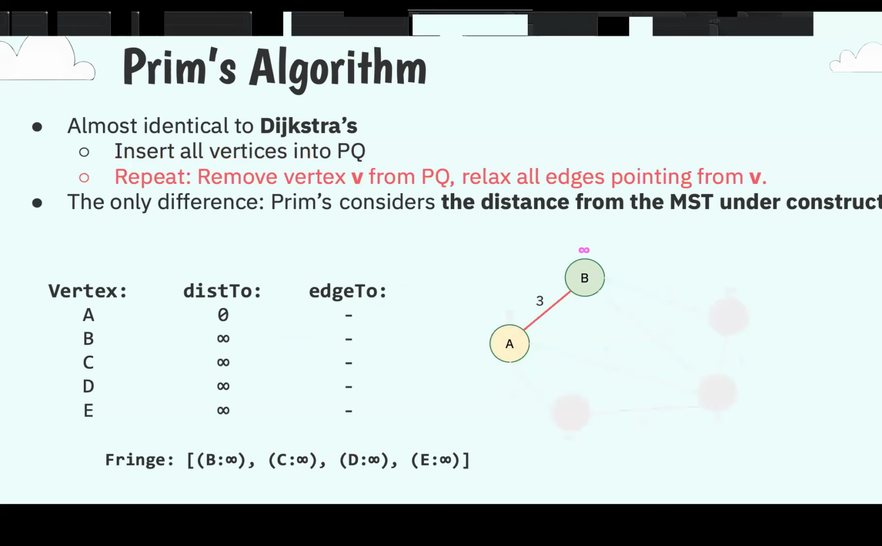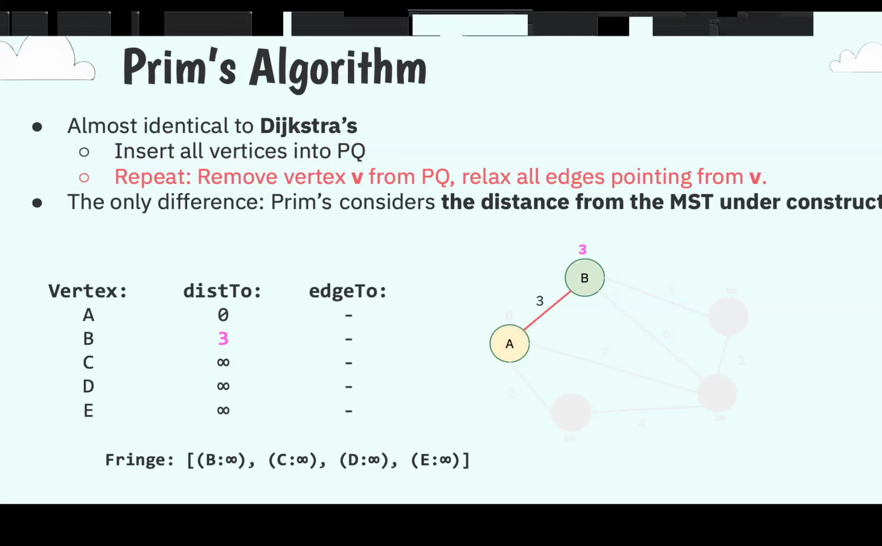When we relax it in Dijkstra's, we say, okay, is the distance to value of the neighbor of B greater than the distance at A plus the edge, right? But in Prim's, we just ignore the distance of A. For Prim's, we only look at the edge, if that makes sense. So we say, okay, is the distance to value of B greater than the edge of 3? Only the edge, okay? And in this case, B's distance to value is greater than the edge weight.